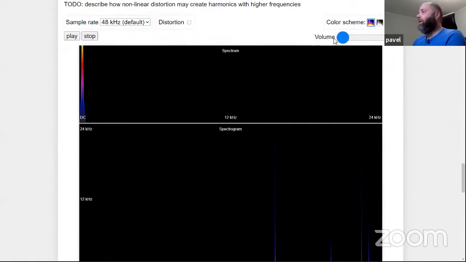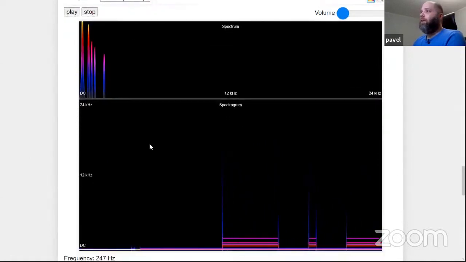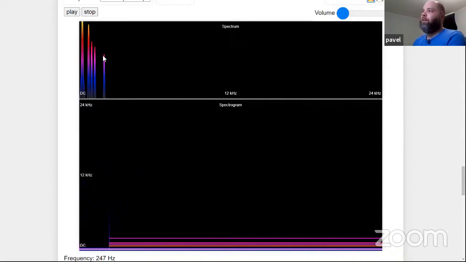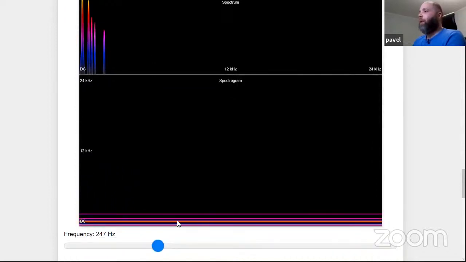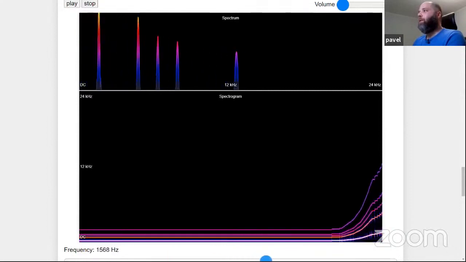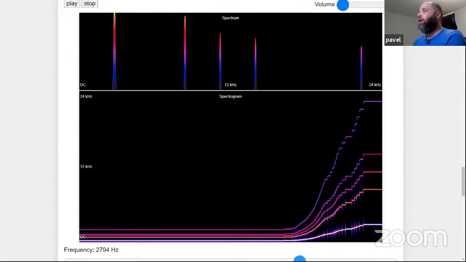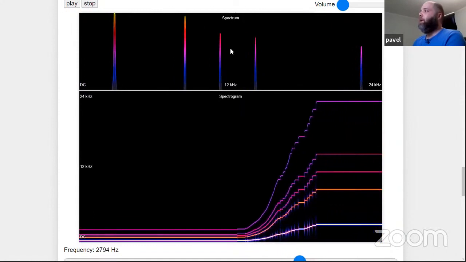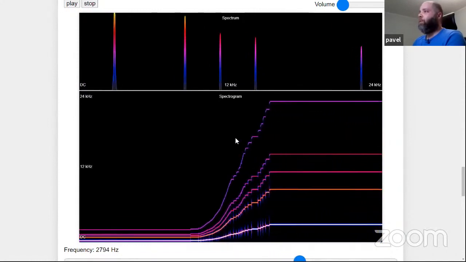What happens when we have distortion is that we have additional high frequencies, high harmonics. So for this signal, we have second, third, fourth, and some high order harmonics. And when we increase the frequency of the initial signal, we see that the frequency of the harmonics increases as well.